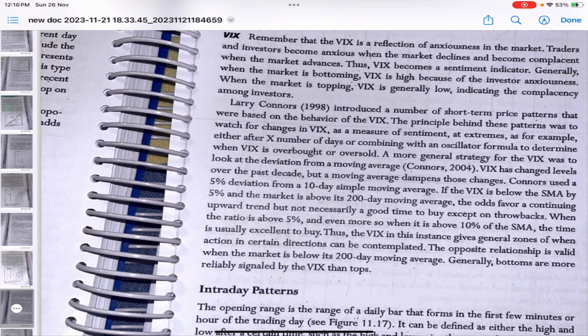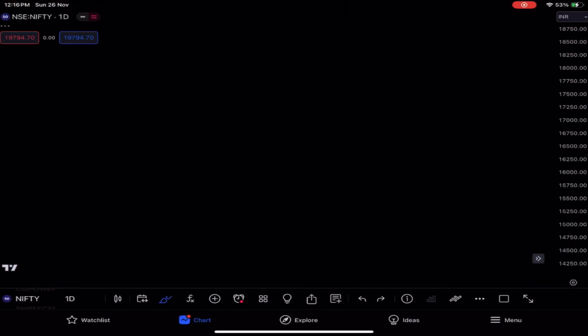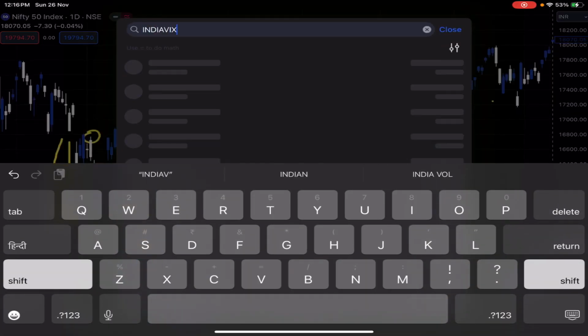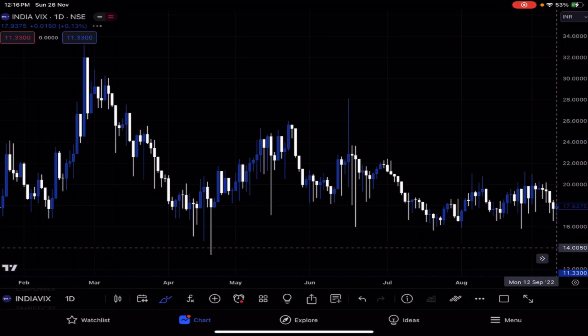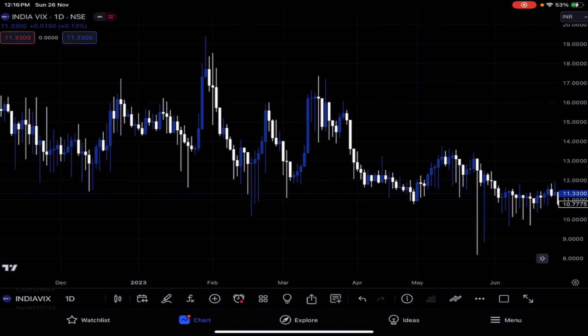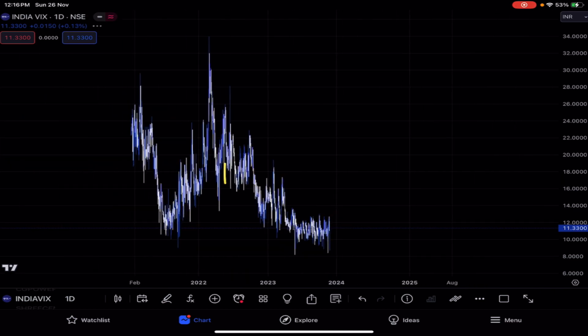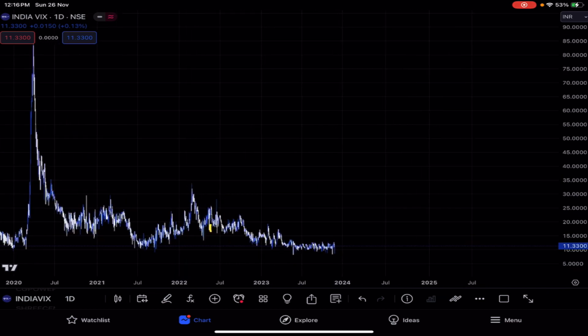Now we come to VIX. VIX is the volatility index. For example, for India, you have the India VIX. You can look at the chart on TradingView if you're interested. This is how the India VIX basically looks. Obviously, you can't buy or sell India VIX. It basically shows how volatile the market is today. When the India VIX is high, it means the volatility in the market is high, which means the anxiousness in the market is extremely high.